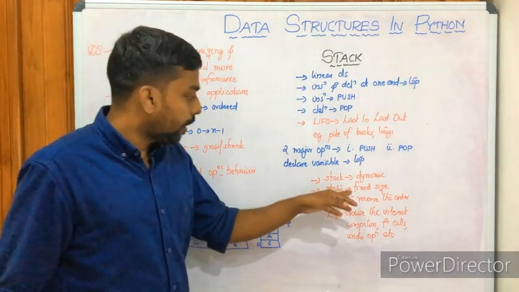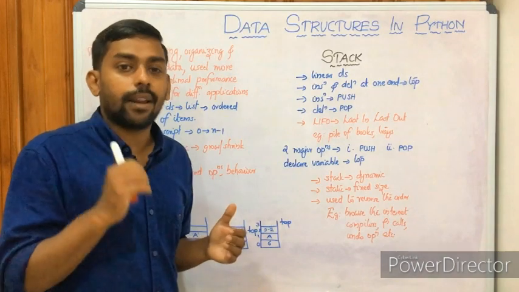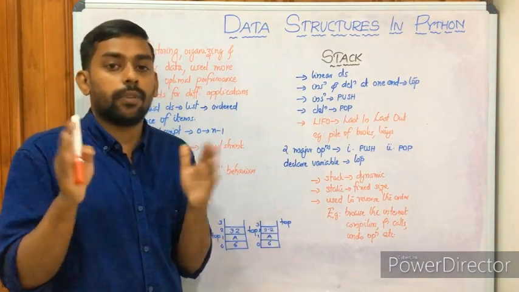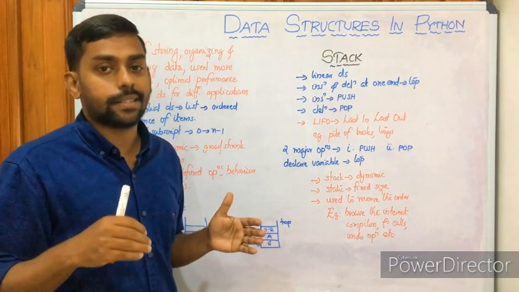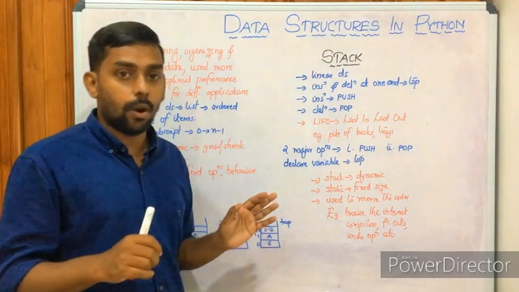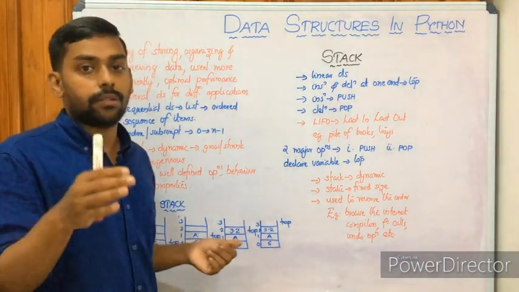It's not a static data structure, it's dynamic. A static data structure has a fixed size. Suppose we declare something with size 5; we cannot insert a 6th or 7th item. It is fixed. Then, this concept is used to reverse the order, as we have seen in the examples of undo and browsing.